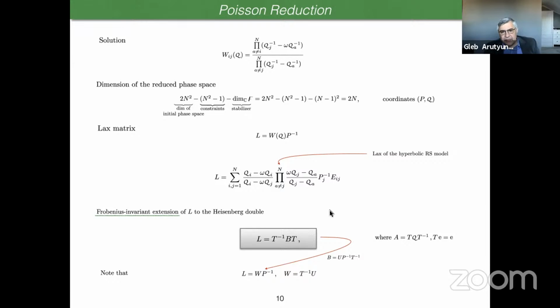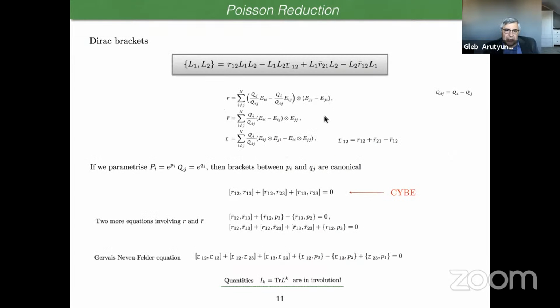We also see that the number of constraints which we impose in our theory does not coincide with the dimension of a stabilizer, which means that in our system we have second-class constraints. So in order to compute the Poisson structure on the reduced phase space, we have to resort to the Dirac bracket construction. And this is the result.